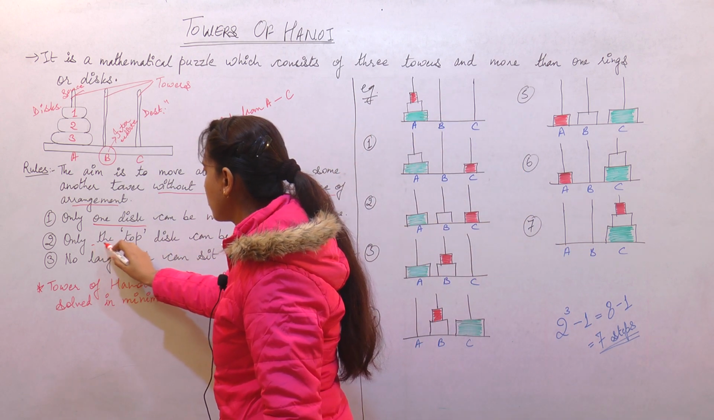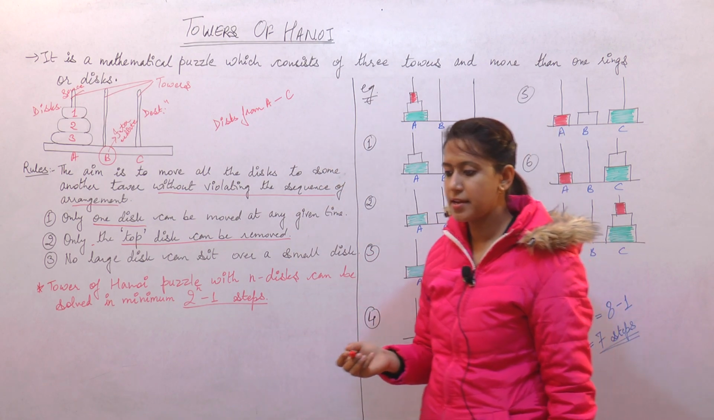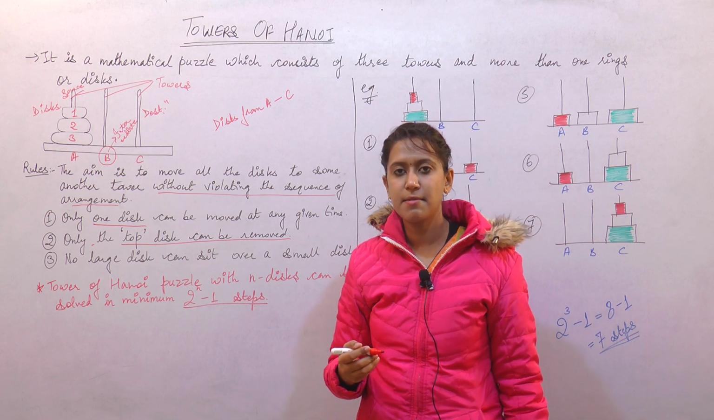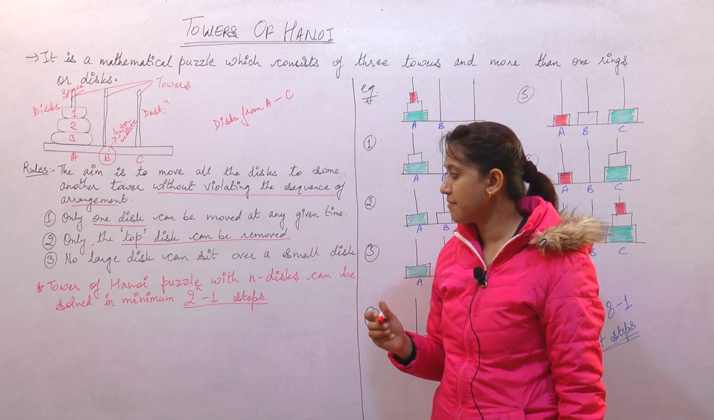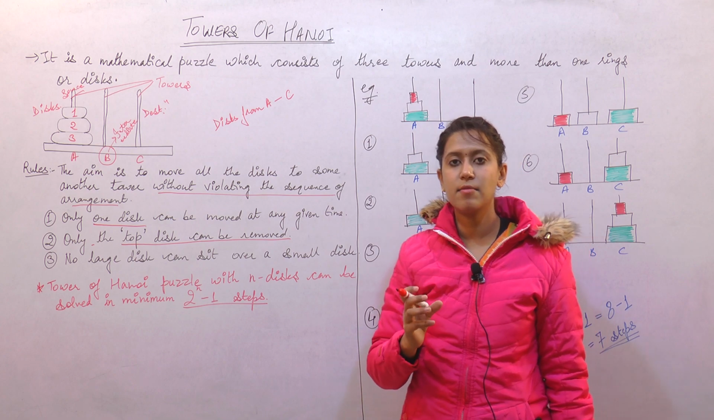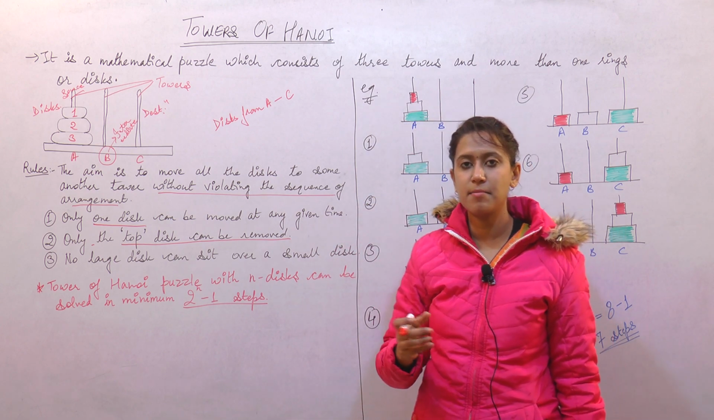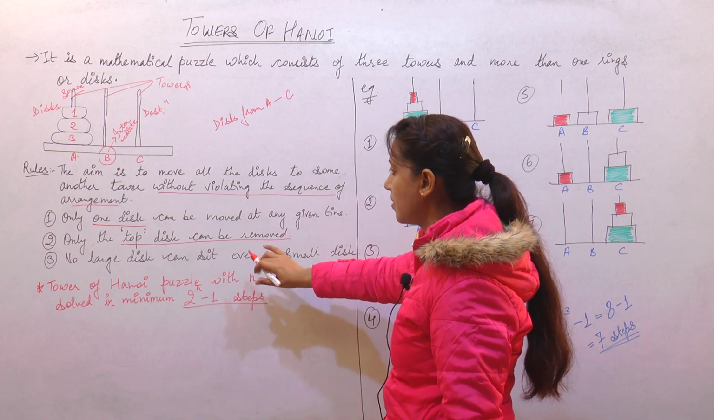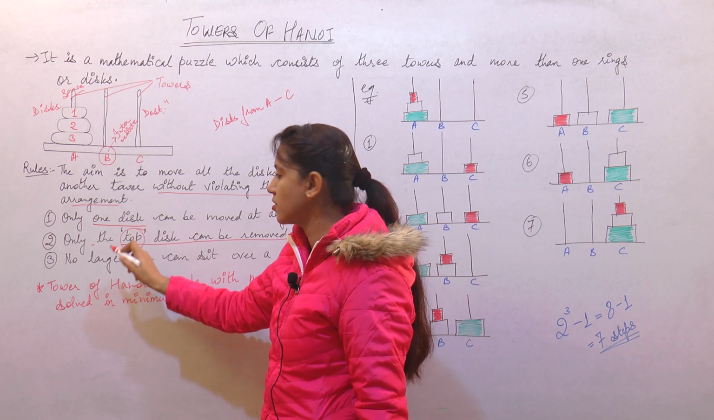The next rule states that only the top disk can be removed. As we studied in stack operations, when we were inserting elements in the stack, we were inserting one above the other. But whenever we wanted to pop the elements stored in the stack, only the element stored at the top was popped. We just cannot pop the element in the middle of the stack. Similarly in this puzzle, we can only remove the disk that is stored at the top of the stack.